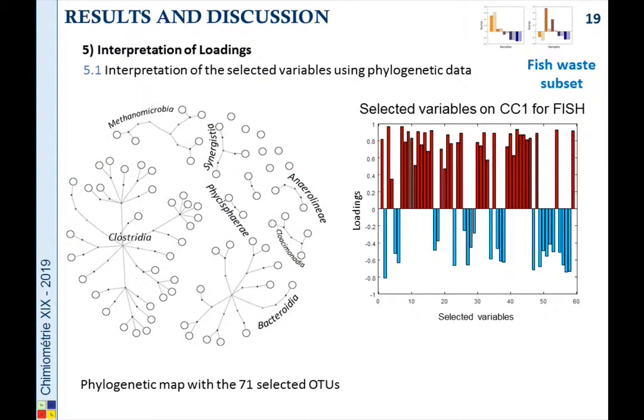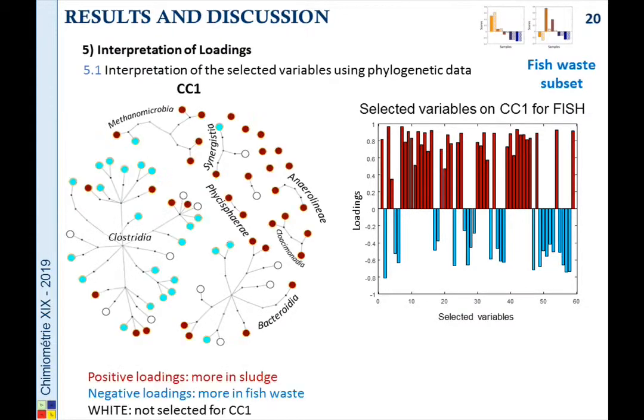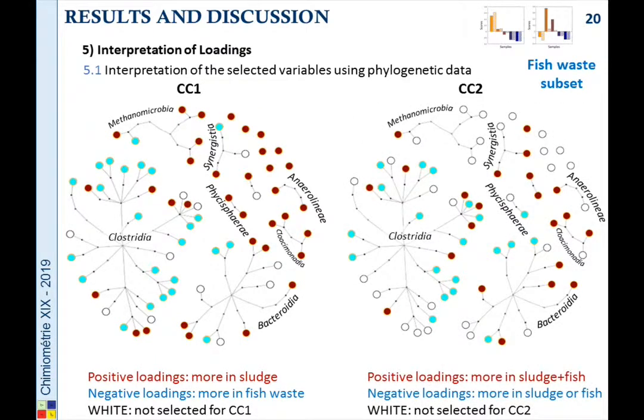So at this point, we looked again at the loadings, and we thought that we could incorporate this information into the phylogenetic maps, and we did. And this is the result for CC1, and also this is the result for CC2. This approach of representing the loadings like this is novel in this ecological field.